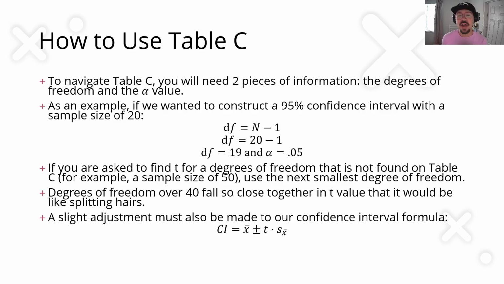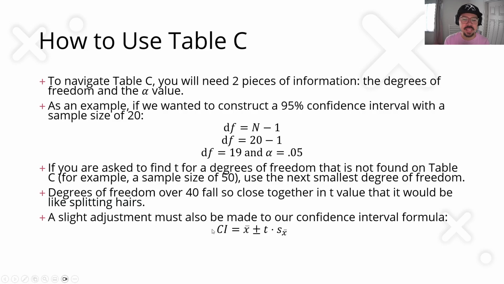Since we want to work with a 95% confidence interval, and based on our understanding of the relationship between the confidence interval and the alpha level, we can automatically say that the alpha level is 0.05. If you're asked to find the t for a degrees of freedom that is not found on the table, I'll explain this more in a later module. But if we're looking for degrees of freedom that we don't see represented, we'll default to the next smallest degrees of freedom. Degrees of freedom over 40 fall so close together in t-value that it would be like splitting hairs, so we're not going to see degrees of freedom larger than 40 on table C.